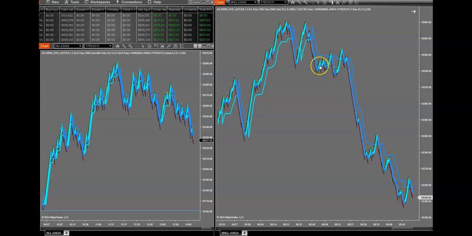But look at that. Two big, beautiful M patterns two days in a row after markets did level sweeps. So you can't beat that.